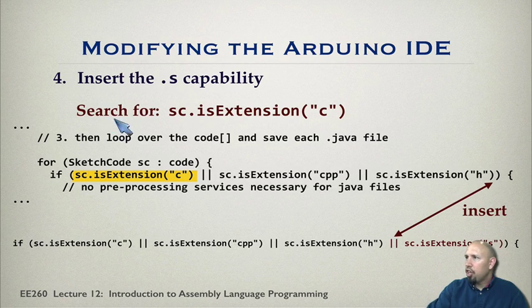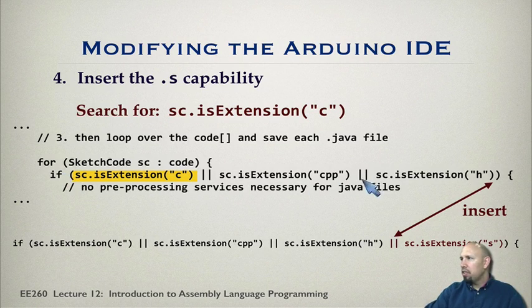So first we do a search for sc.isExtension C. In your text editor you do find and you type this in, and when you do that, it'll take you to this section of code. I have no idea what the line number is because every edition of the Arduino IDE has different line numbers, but this is what the code around that looks like.